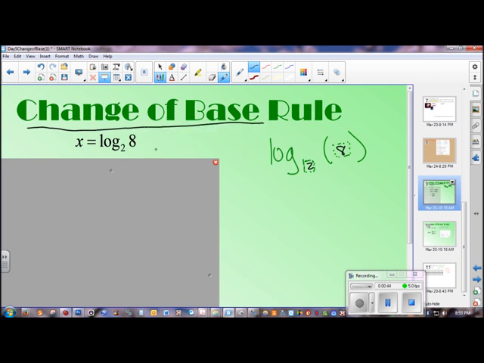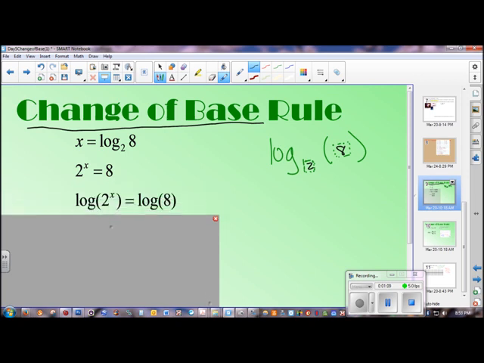Before I show you the change of base rule, let's watch what happens if we take this logarithmic expression and turn it into exponent form. So we're going back and forth using log base 2, which means my base is equal to 2. My exponent is the answer, and the argument is 8. So I'll turn this around into 2 to the x is equal to 8. You can probably guess at this point that x is going to be equal to 3.